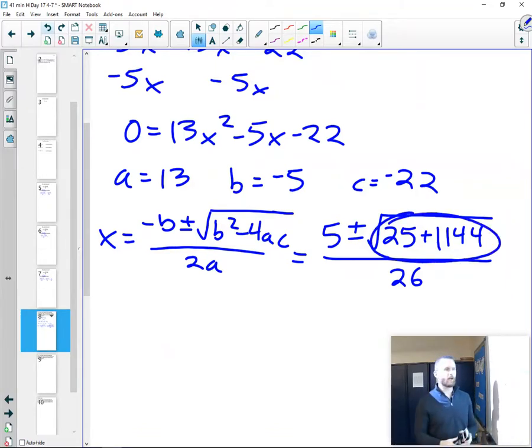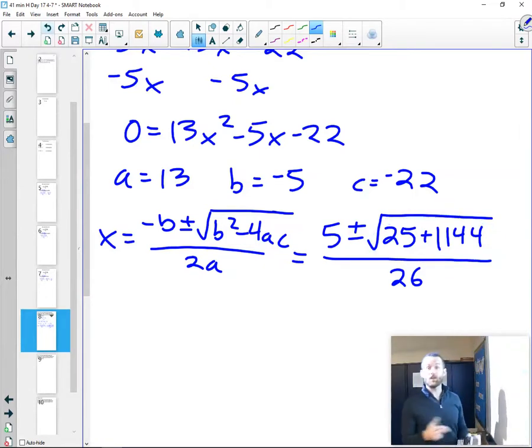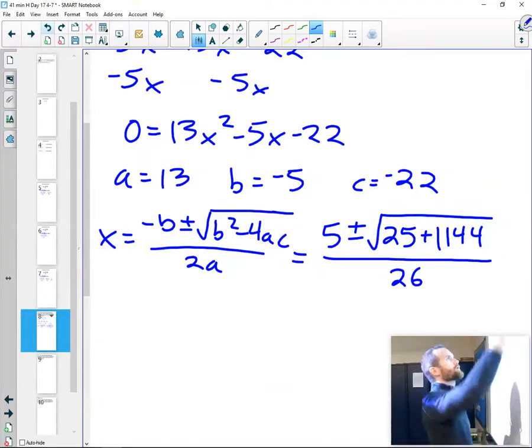The radicand there, remember the radicand is what we call something that's under a square root. In this case, it's the discriminant. The discriminant here is going to be a positive number. So that means we're going to get 2 real solutions.